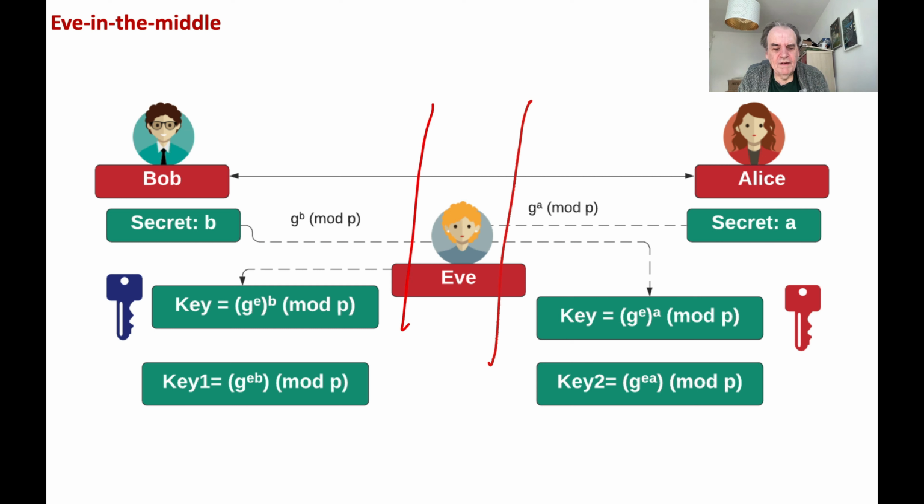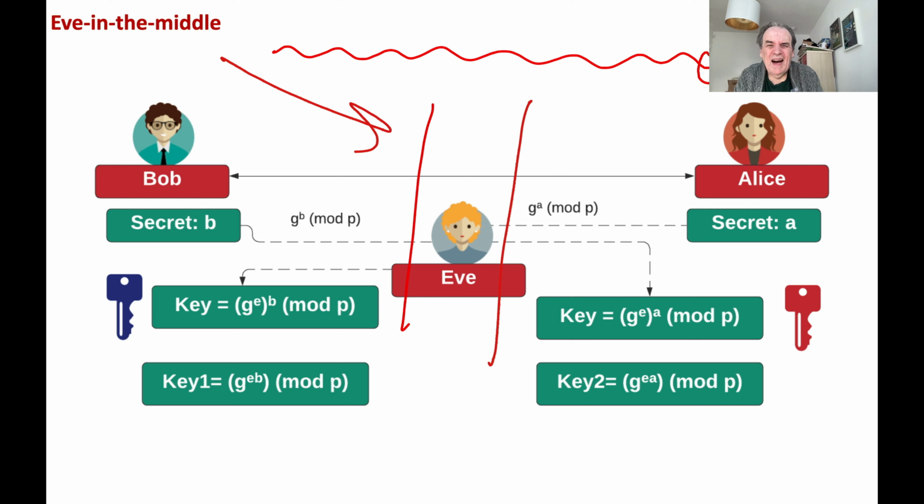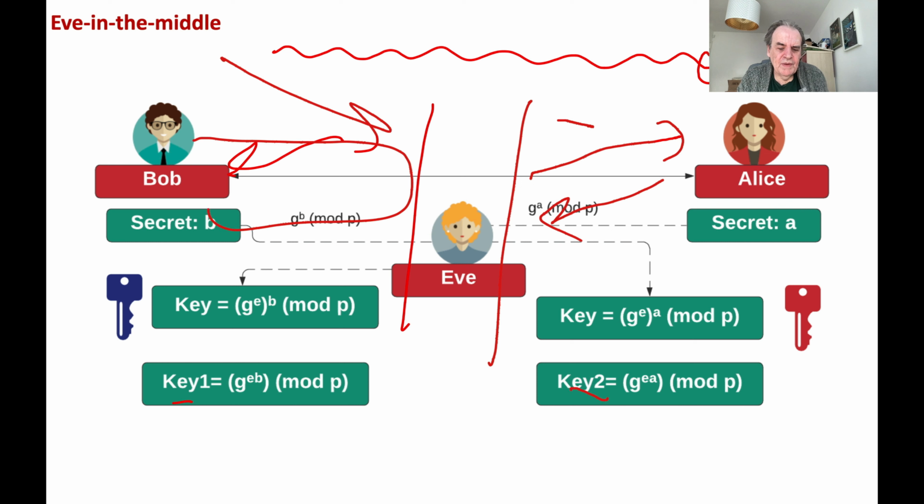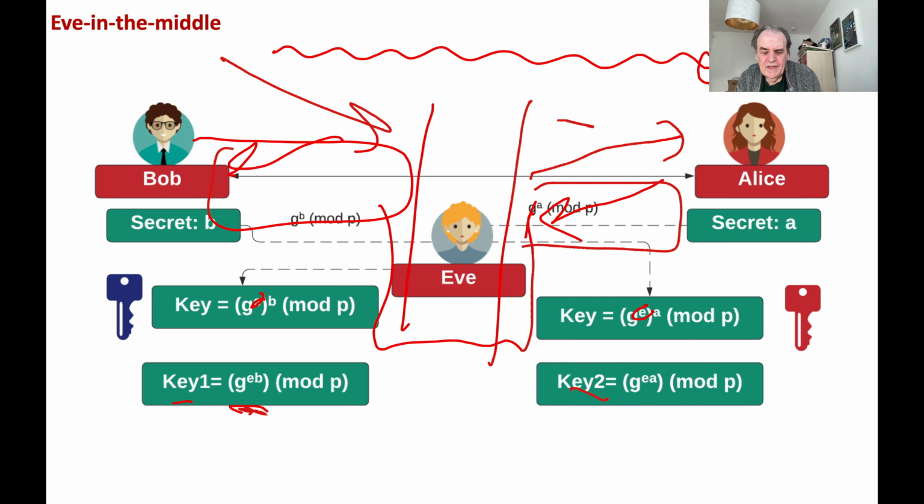The other weakness that we have is Eve in the middle, where it's not possible for Bob to actually know that he's really communicating with Alice. Eve could be in the middle, and Eve will negotiate two keys between Bob and Alice, key 1 and key 2. This will encrypt, then decrypt, and then re-encrypt with key 2. In this case, we have Eve's key here, and we end up with g to the power of EB here, and g to the power of EA there, which are two different keys. And on the other side, there'll be two different encryption keys.